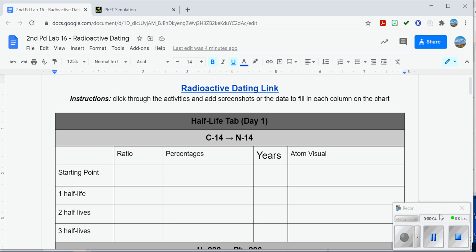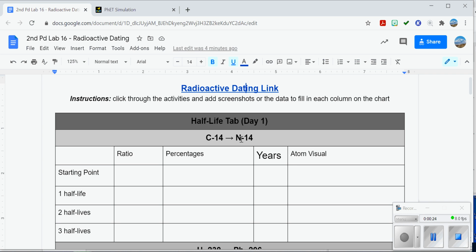Lab 16. Radioactive Decay. So, here's the link that you want to click and open up. It takes a minute. I have it opened up right here. We are going to try to get pictures and years, numbers, of how C14 decays. C14 is radioactive, it's called the parent. N14 is stable, it's called the daughter. What does that really mean? We need to visualize it.